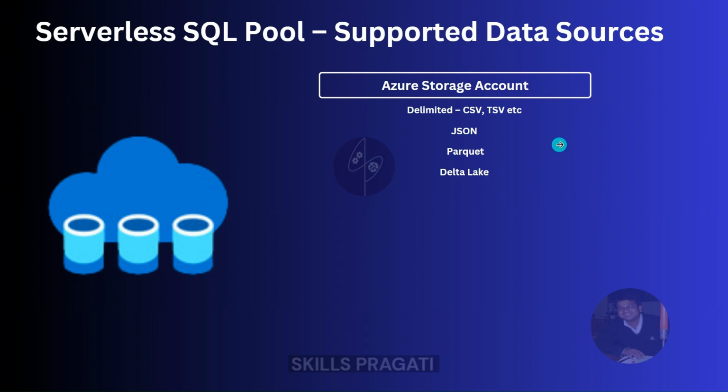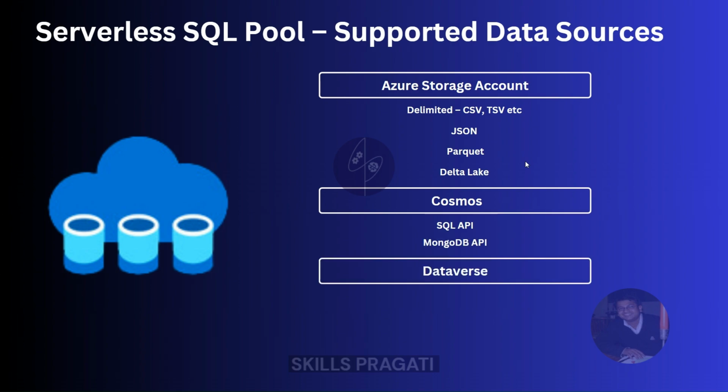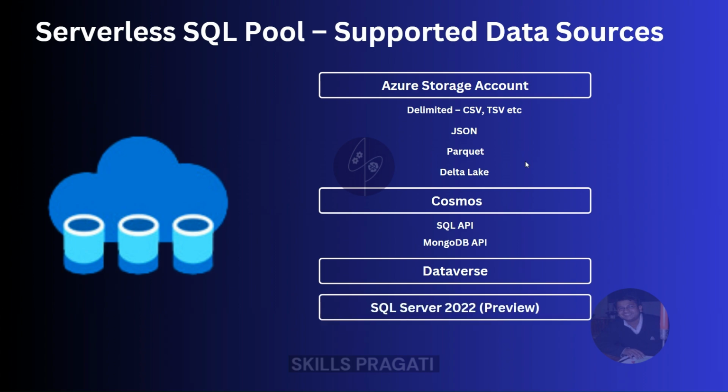analytics. The recent addition to the supported file formats is Delta Lake. Again, Delta Lake is another open source file format. Delta Lake simply provides a transactional layer to the Parquet files. Apart from these, you can read data from Cosmos DB via Synapse Link. At the time of recording, there is only support for SQL API and MongoDB API. Also, you can read data from Dataverse using Synapse Link. And as we said earlier, SQL Server 2022 support is currently in private preview as well.